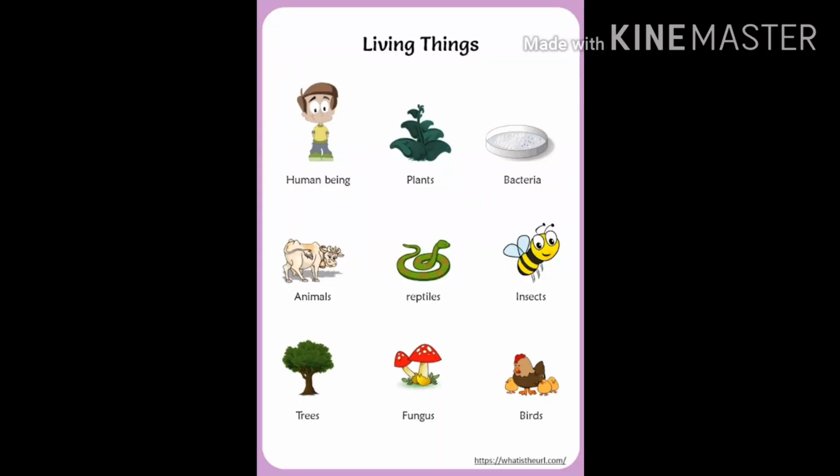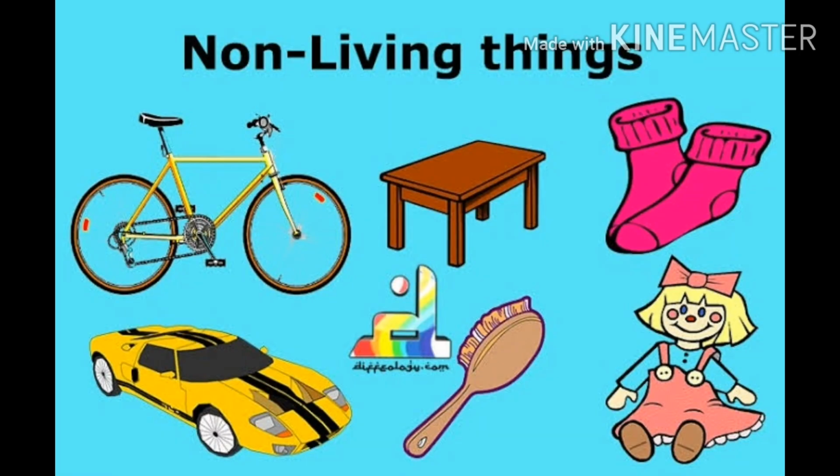What is meant by living things? Living things means the things which have life. These are some examples for living things. And then what about non-living things? The things which do not have life. These are some examples for non-living things. Everything in the environment is interconnected. If one gets destroyed, it will affect others also.